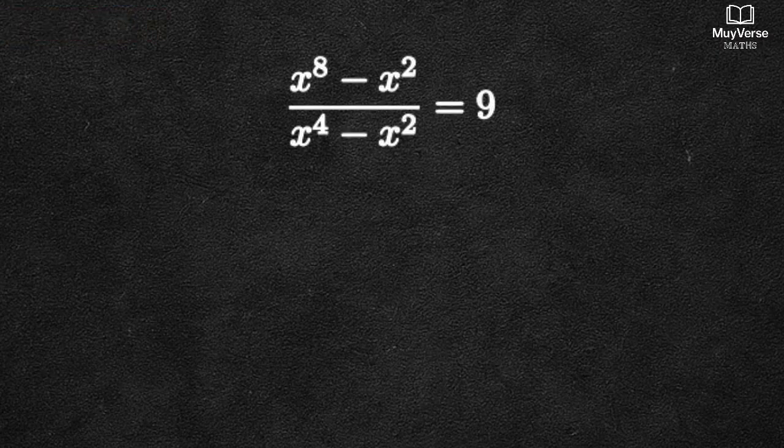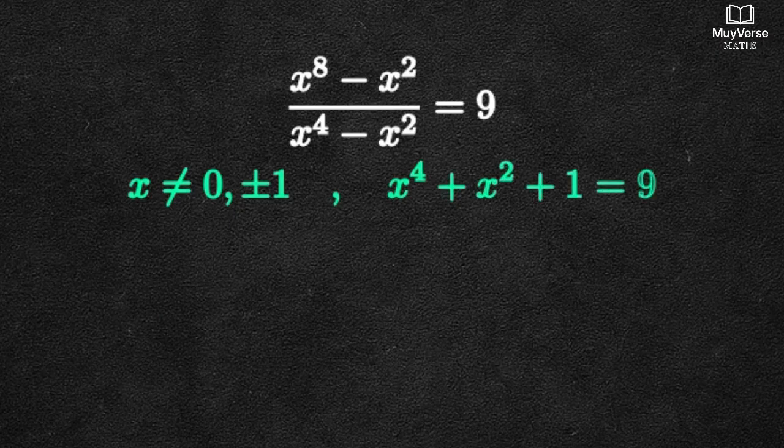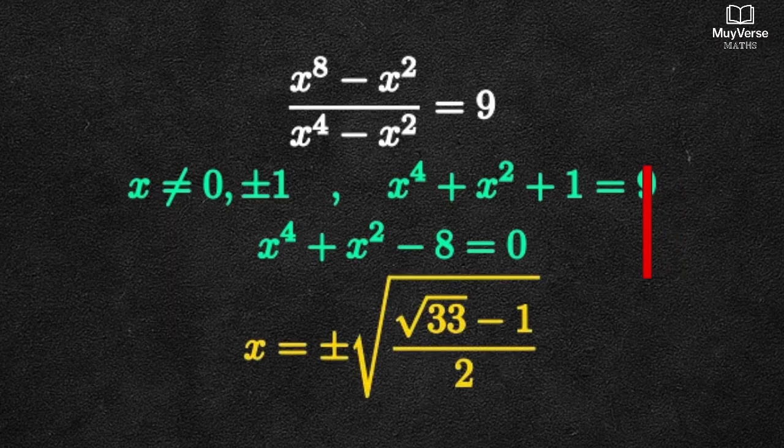Next, a rational equation. Here is the expression. Factor top and bottom and cancel, keeping restrictions. Solve the quadratic in x squared. Write the final real solutions.